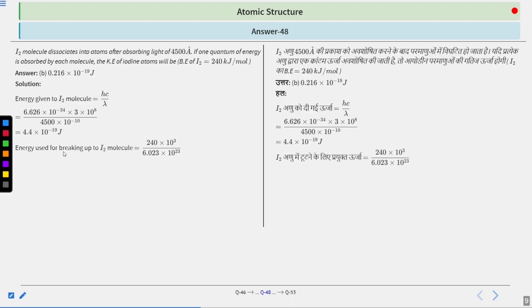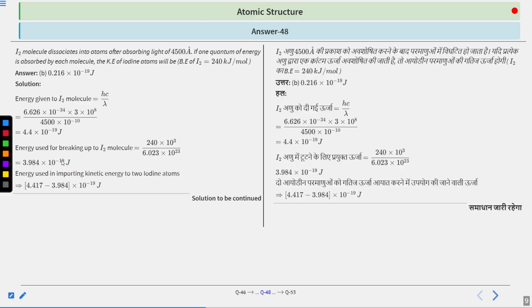Now what is the energy that is required to break the I2 molecule? Since this energy is given as 240 kilojoule per mole, which is for 1 mole, but we are considering one molecule, first of all we'll convert this into joule by multiplying by 10 to the power 3 and divide it by Na, because for Na molecules it is given, therefore for one molecule it will be the given energy divided by Na. Upon calculation, we will get the energy required to break one I2 molecule, which is 3.984 into 10 to the power minus 19 joule.